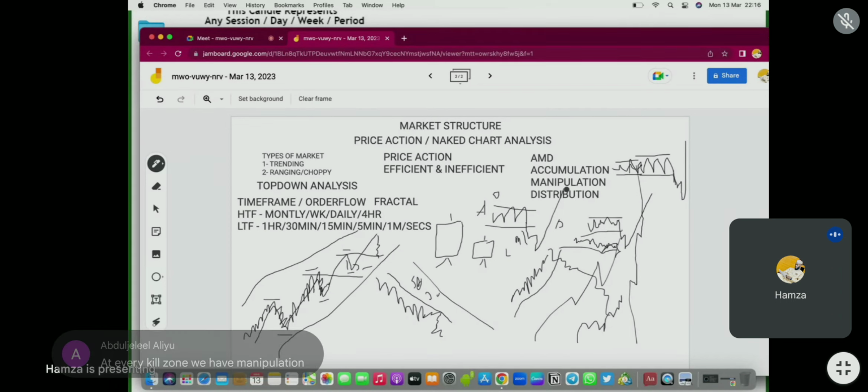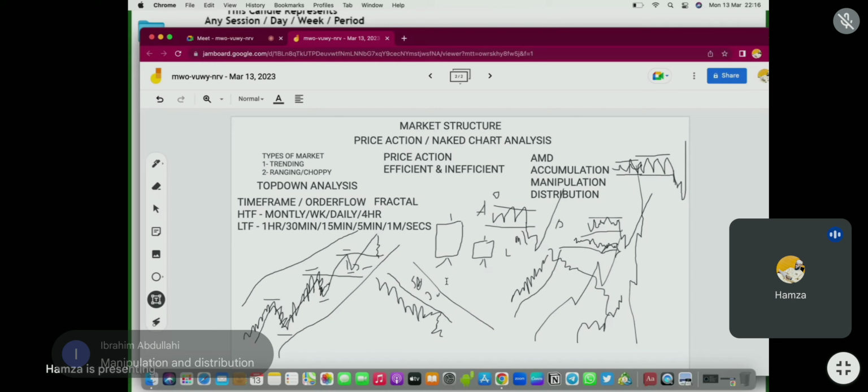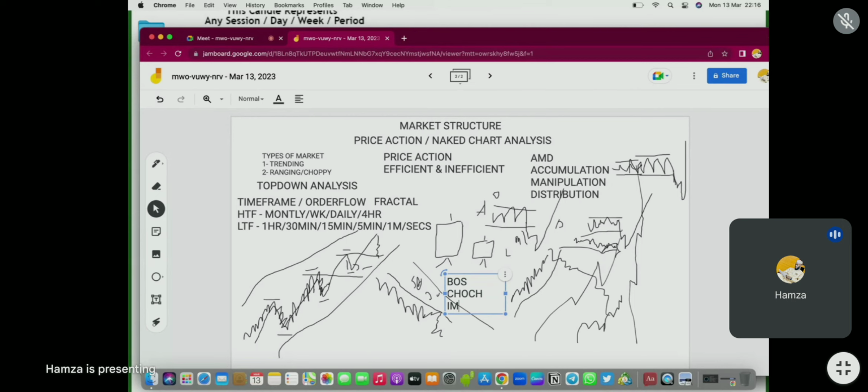Which then brings us to certain concepts: BOS, touch, impulse, retracement or correction, reversal, continuation.